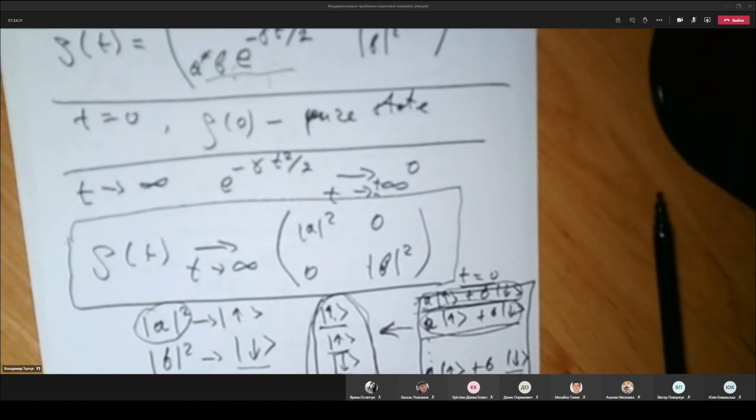So with this we can finish today: the decoherence of spin in a fluctuating magnetic field. So as I can see, time is over. Maybe you have questions, comments.